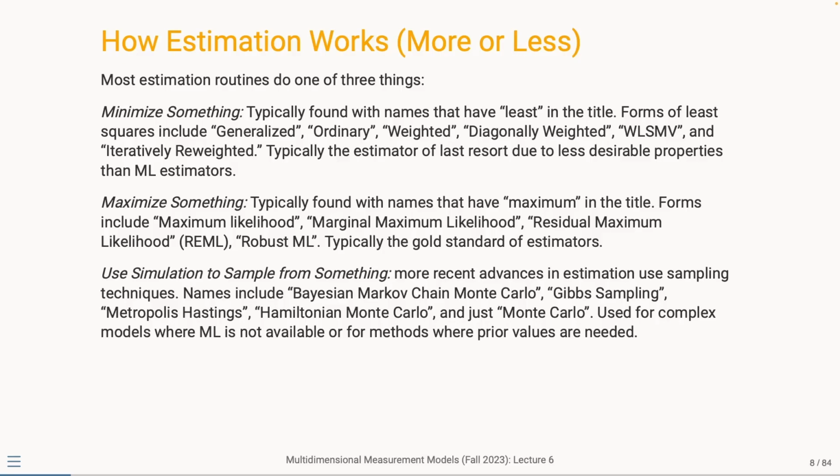Minimize something. What do we mean there? How many of you have heard of ordinary least squares? Least is the synonym for minimize. The process is minimizing some type of squared loss function. There are other terms that show up in minimize: generalized, weighted, diagonally weighted, iteratively reweighted. I like to think of this as an estimator of last resort, due to less desirable properties than ML estimators, although in some cases least squares and ML are identical.